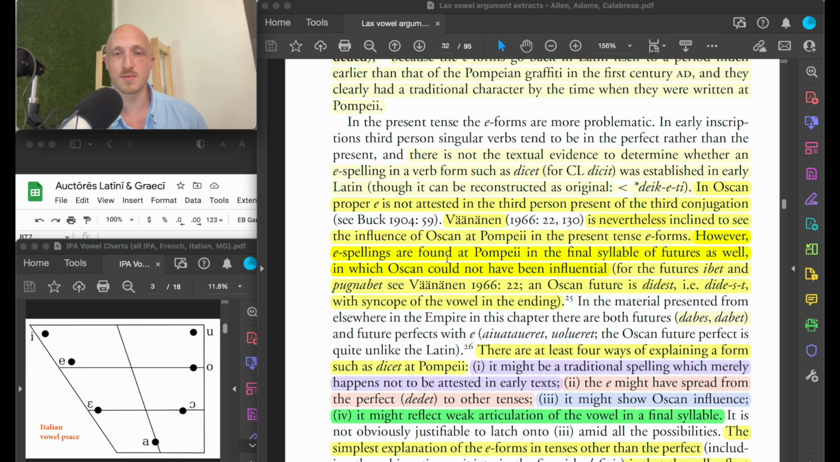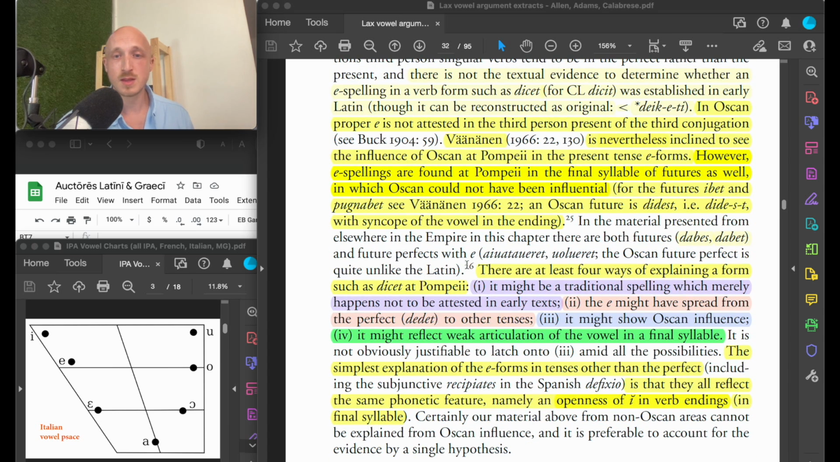However, e spellings are found at Pompeii in the final syllable of futures as well, in which Oscan could not have been influential. For the futures ibet and pugnabit, an Oscan future is didest, with syncope of the vowel in the ending. So this feature at least is not due to Oscan influence.